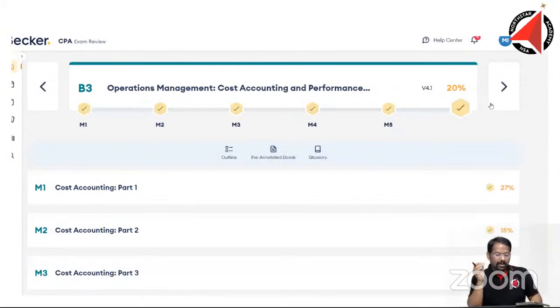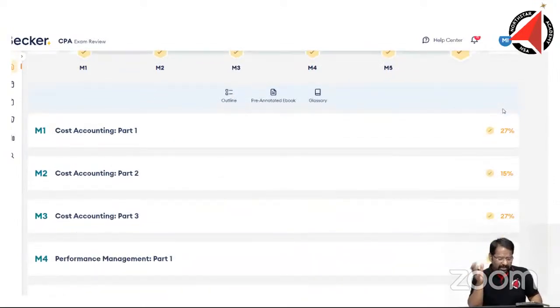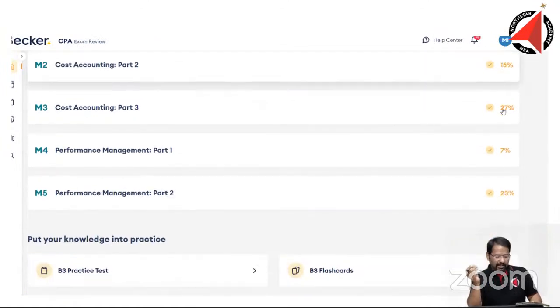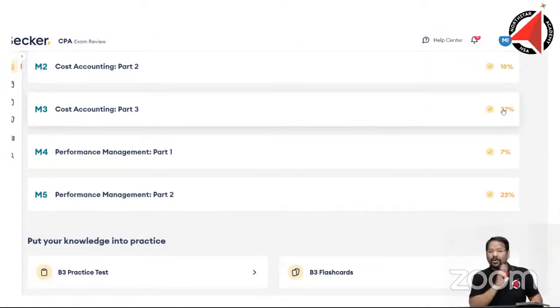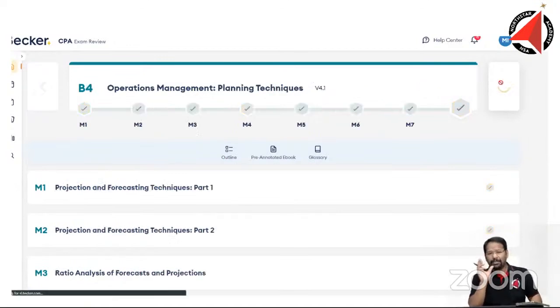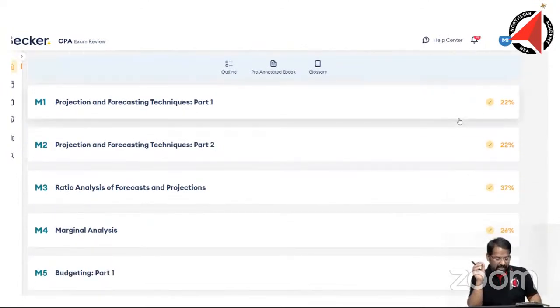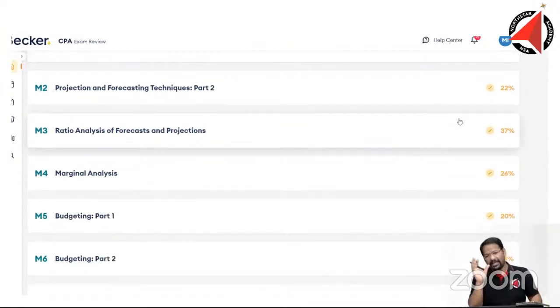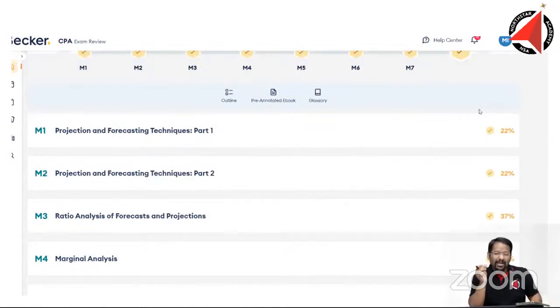Then there is B3: cost accounting 1, 2, 3, and performance management 1 and 2. Leave it to me. You are going to rock this section because it's purely practical. To summarize, B2 and B3 are purely practical subjects with just about 10% theory. Operation management has a mix of theory and practical, but overall it is more practical and less theory.